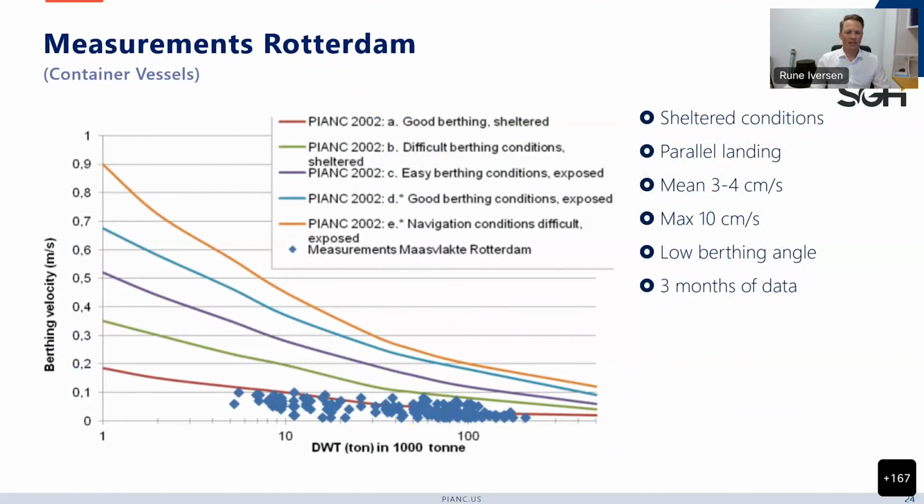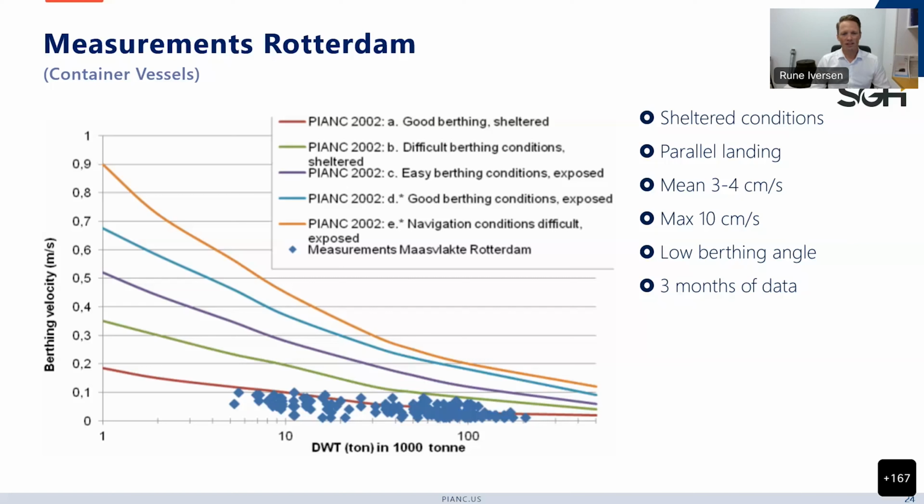So if we look at some of these data sets that were selected here, I'm going to give you a couple of examples. This is one example from the Port of Rotterdam for container vessels. This is data from a sheltered condition with parallel landing of the vessel. Average berthing velocity is pretty low, 3 to 4 centimeters per second. So you're looking at 0.1 to 0.11 feet per second. Maximum berthing velocity of 10 centimeters per second. Low berthing angle. This is about 3 months' worth of data you're looking at here.